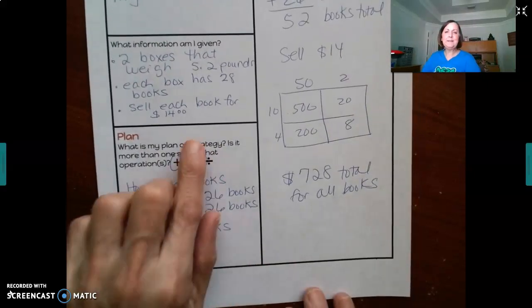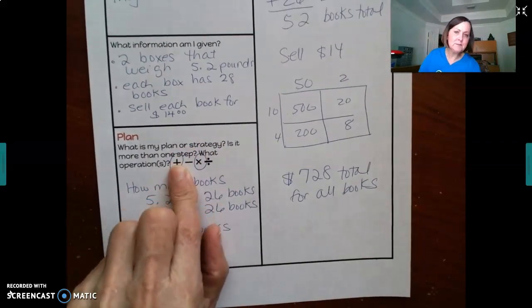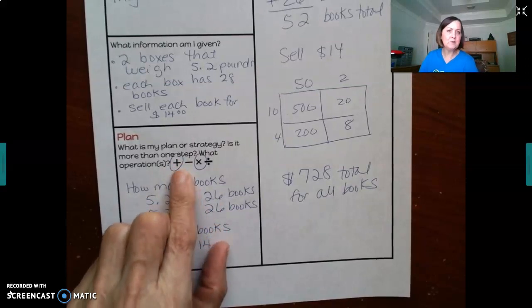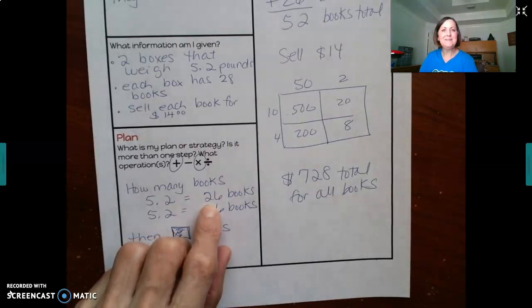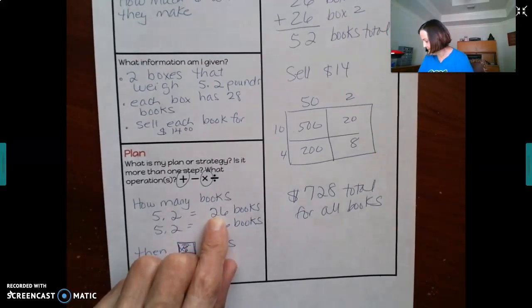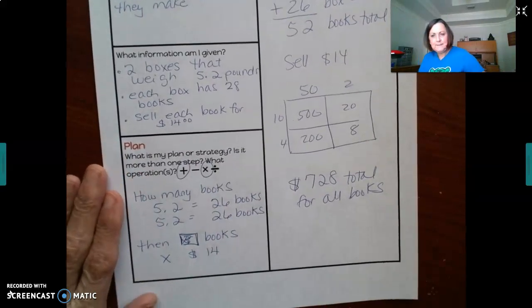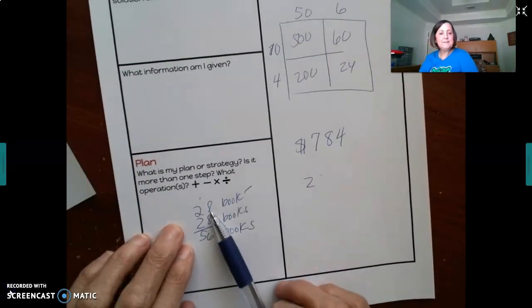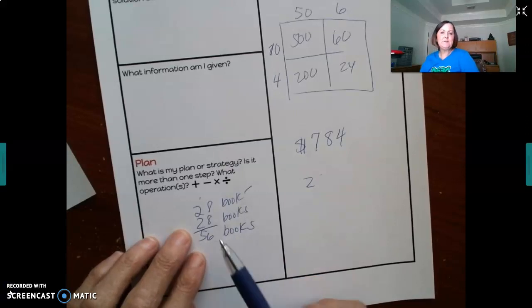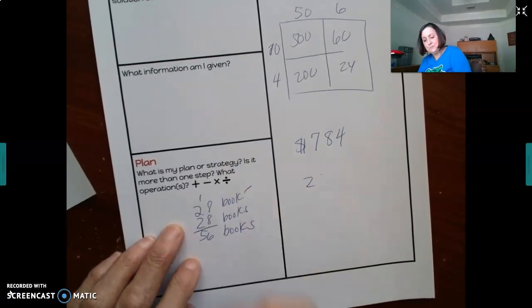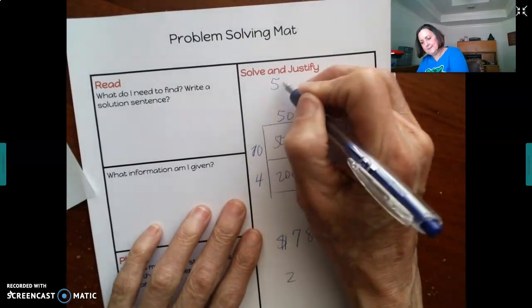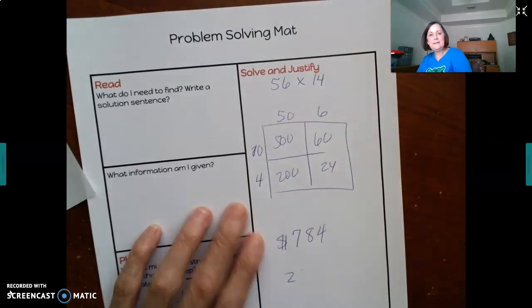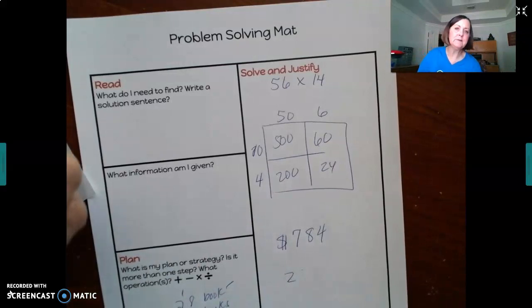Now my plan is I need to figure out how many books I have. And in order to do that, I'm going to add 28 books. Let's change that. 28. So we had 2 boxes. They each had 28 books. So we have a total of 56 books in both boxes. And so now I'm going to take my total books and multiply it times 14 because each book is going to be sold for $14.